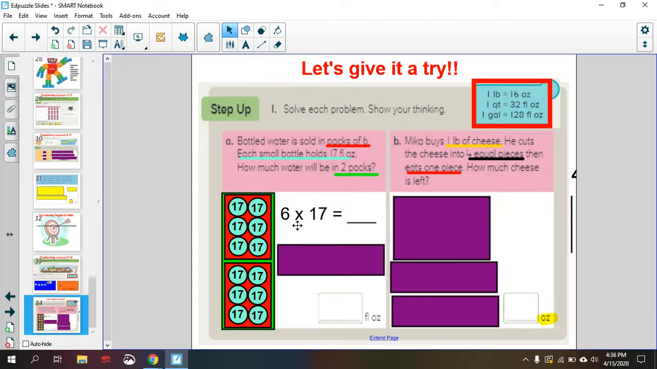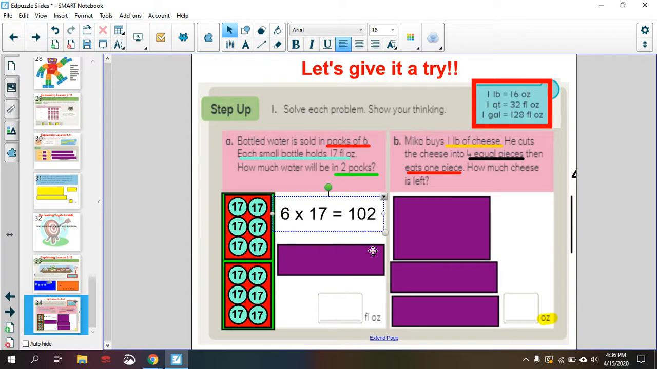So the first thing I need to do is 6 times 17. Well, I'm going to think of 6 times 10 and 6 times 7. And I know that 6 times 10 is 60. And I know that 6 times 7 is 42. So if I combine those parts together, I know the answer is going to be 102. So 1 pack of water has 102 fluid ounces, but they want to know 2 packs.